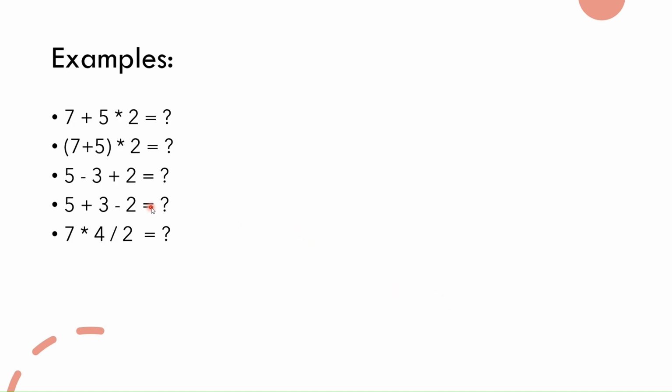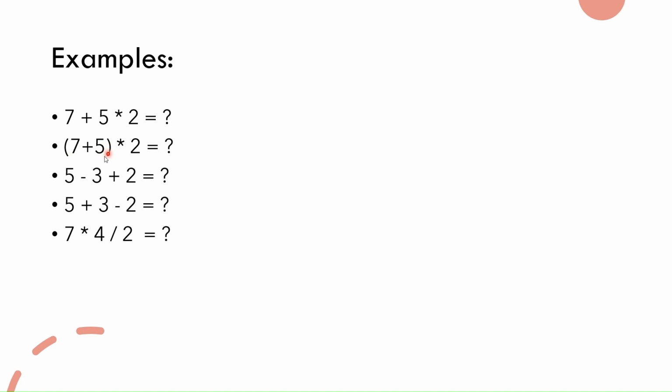Let's see some examples here. You can stop the video and check the result yourself. The first one is 7 plus 5 multiplied by 2 equals something. The same operation, but we add the brackets around the addition operation.